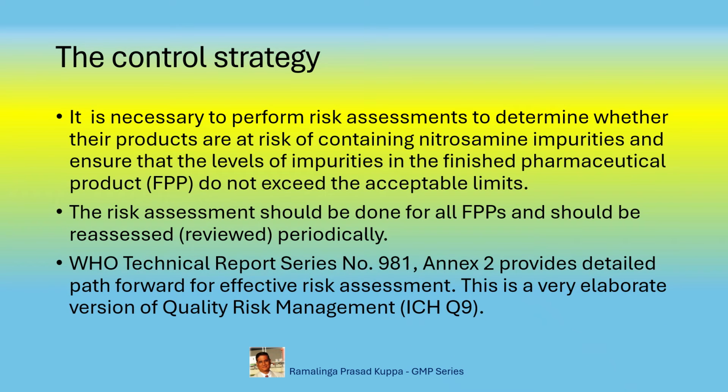WHO Technical Report Series number 981 Annex 2 provides a detailed path forward for effective risk management. This is a very elaborate version of the quality risk management ICH Q9. The prescription uses all tools of ICH Q9, the FMECA tool for risk assessment. A detailed example on various categories with scoring is given in section 6 of this guide, TRS 981. The probability and impact metrics are well explained.